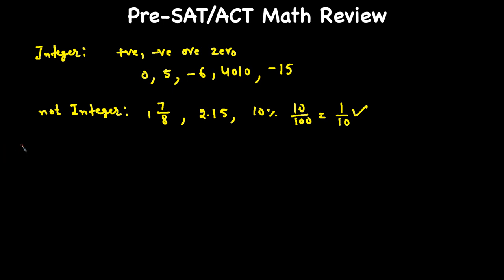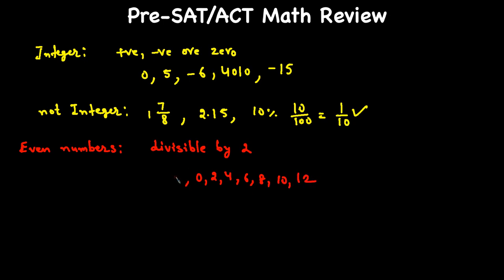Okay, so now let's move to the next topic. So even numbers. What are the even numbers? Okay, I'm gonna start with the very basic. Even numbers are integers, or those numbers are divisible by 2. For example, let me write 0, 2, 4, 6, 8, 10, 12, and on this side of the number line, negative 2, negative 4, negative 6, and so on. Okay, so these numbers are even numbers.